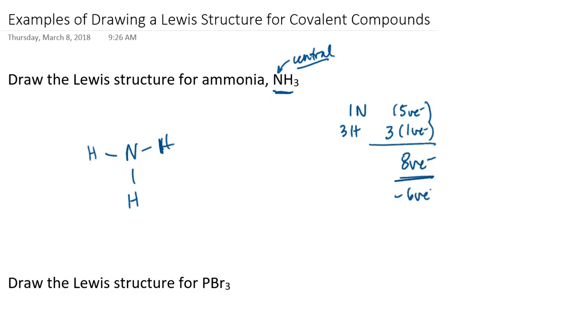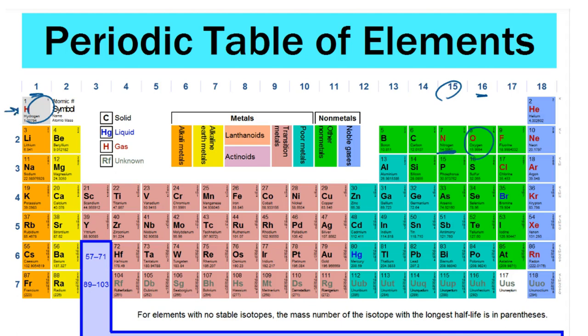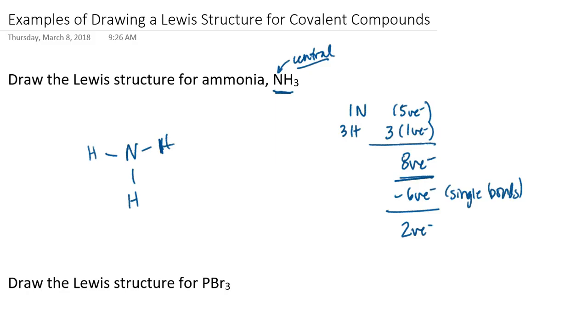So subtracting the 6 electrons I just used for the single bonds, that leaves 2 valence electrons left over. Now, normally I would add them to the outer atoms, but remember that hydrogen is a period 1 element. Because we're filling that 1s orbital that we spoke about in the last chapter, you can only have hydrogen have 2 electrons within its structure.